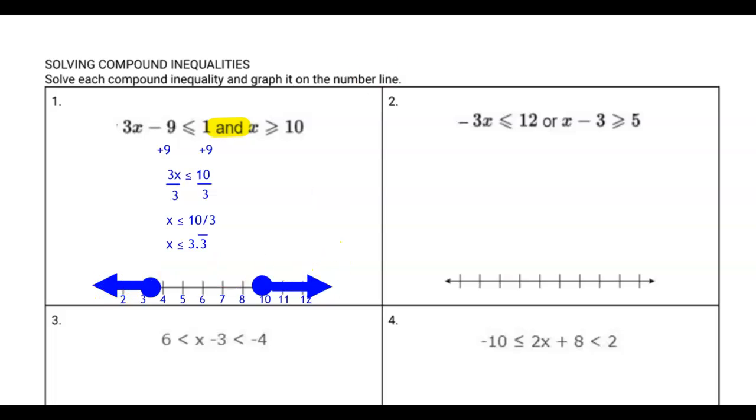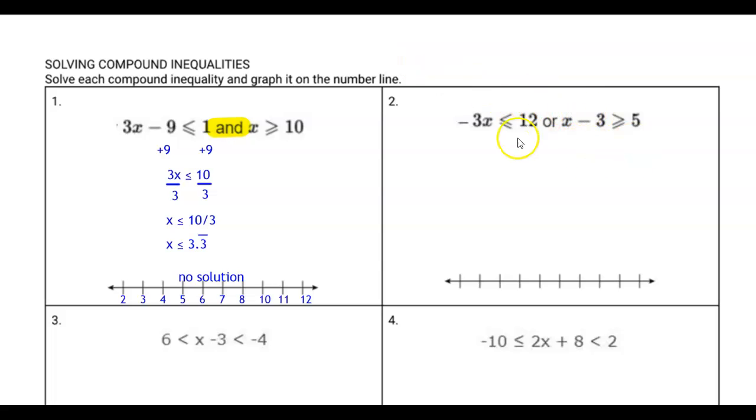Since these are not overlapping, do you remember what happens? Right, no solution. If it says and, the two lines have to go into each other. They have to intersect each other. They have to overlap each other. If there's no overlap, we say no solution.